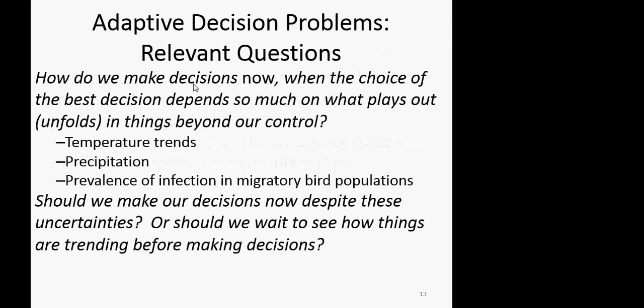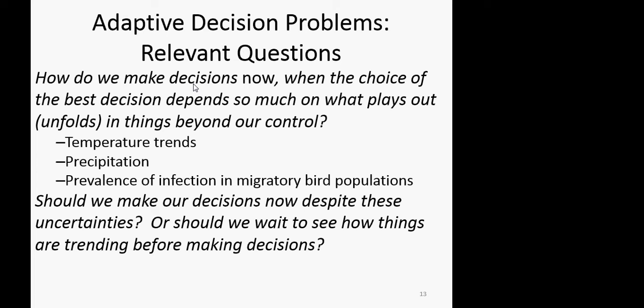We instead have a set of possible plans we'll put into place depending on what goes on. So these are what I call adaptive decision problems. And the real question here, it's a tough one. How do we make decisions now when the choice of the best decision depends a lot on what's going to play out later and things beyond our control? How do we make a decision now?